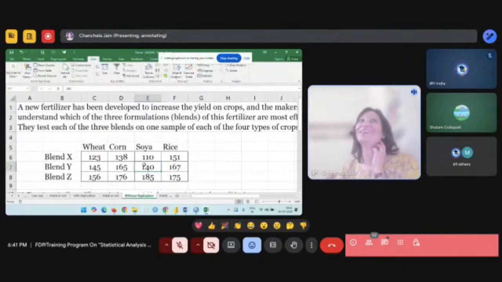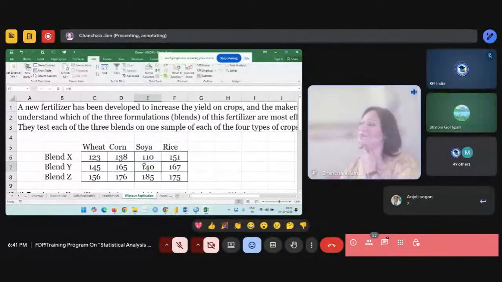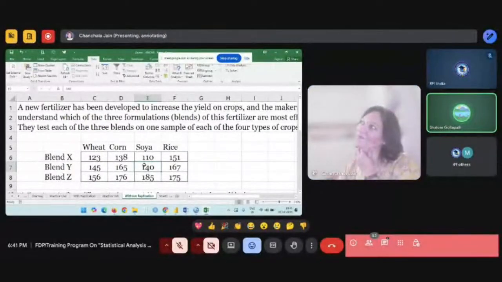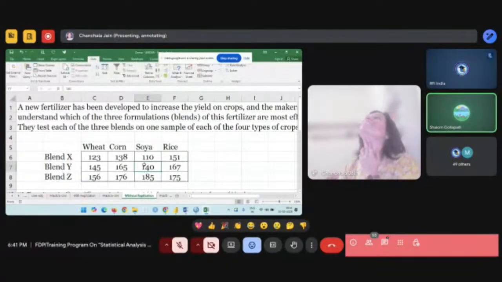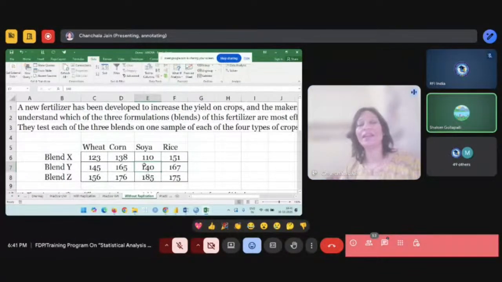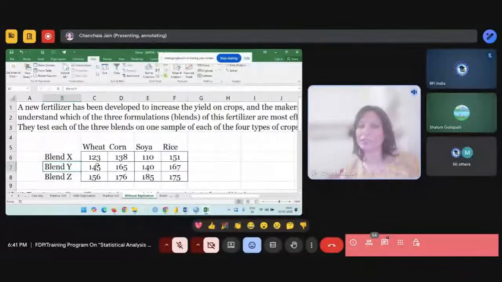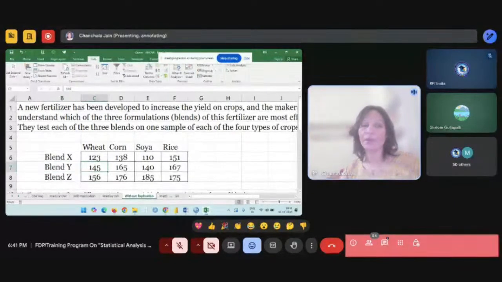The third variable I'm not getting. First is fertilizer, which is correct. Second is crop type, correct. Third is the interaction between fertilizer mixture and crop type, yield. Yield is the third. Means when I'm using this blend X on wheat crop, what is the yield of the wheat? When I'm using blend Y on one of the samples of wheat, this is the yield. When I'm using the third blend on the third sample of the wheat, this is the yield.